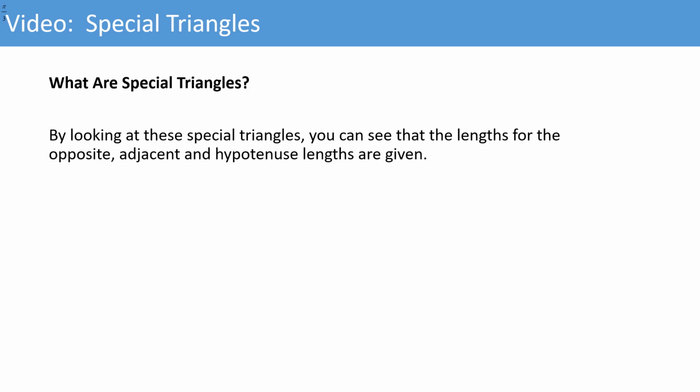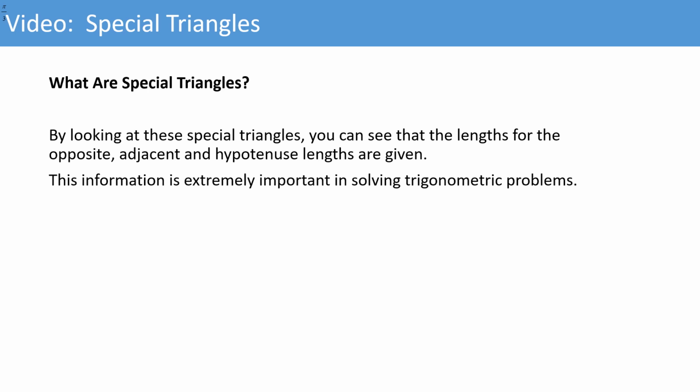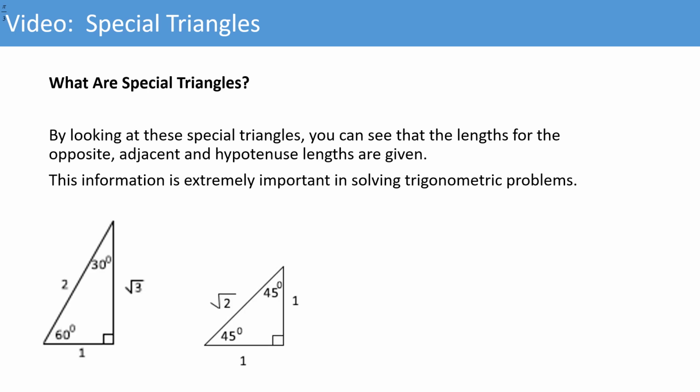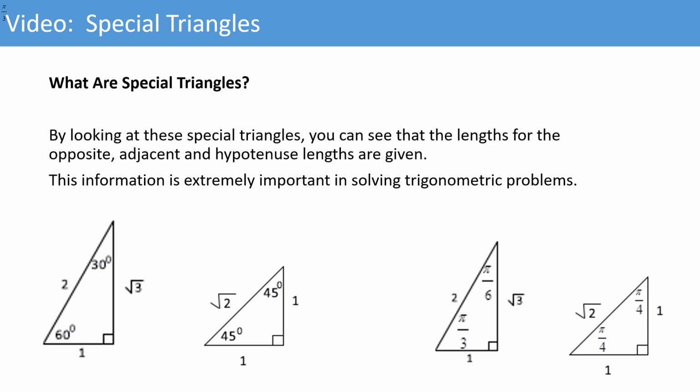Now, if you look more closely at these special triangles, you are given the lengths for the opposite, adjacent, and hypotenuse sides to be used in calculations. This is extremely useful when solving trigonometric problems. Here again, the 30, 60, 90 and 45, 45, 90, and the same in radians, depending on what unit of measure you are using.